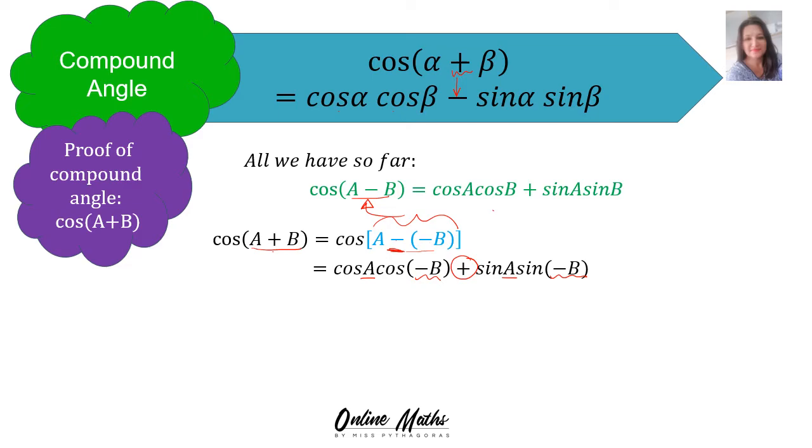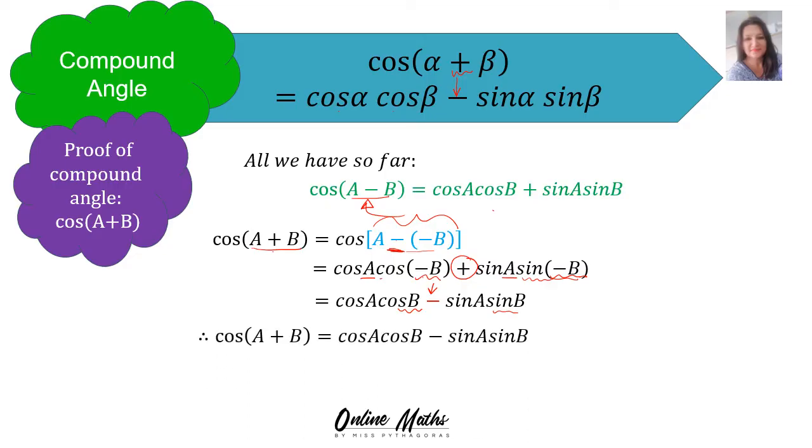And then in the next step, you can say the cos of a negative angle is cos of the positive angle. And then what happened here? The sin of a negative angle is negative the sin of the positive angle. Therefore, cos A plus B is equal to cos A cos B minus sin A sin B. So what you did was you wrote A plus B as A minus bracket minus B, and then you used the rule you've got, the cos A minus B's rule.